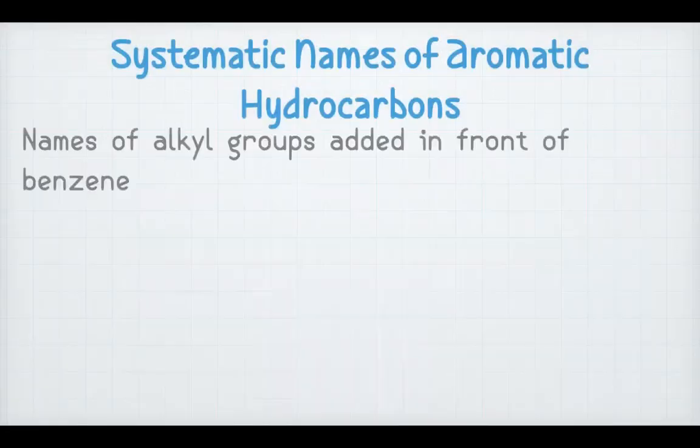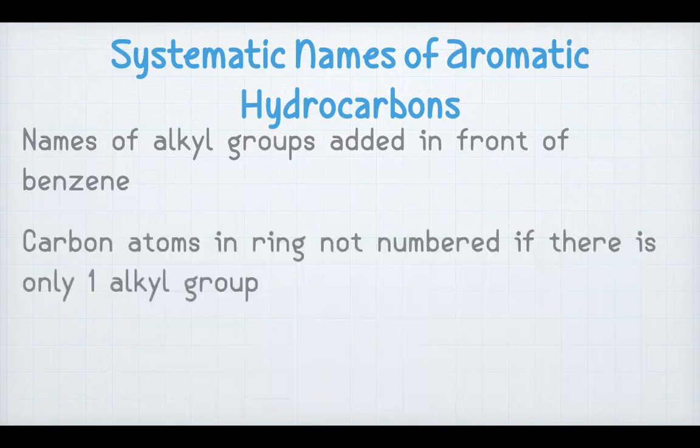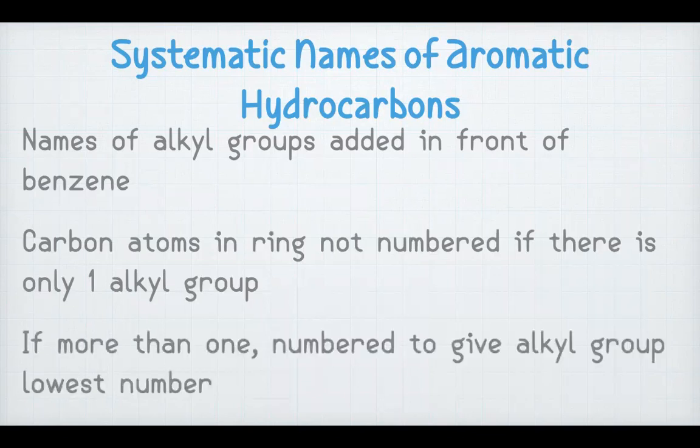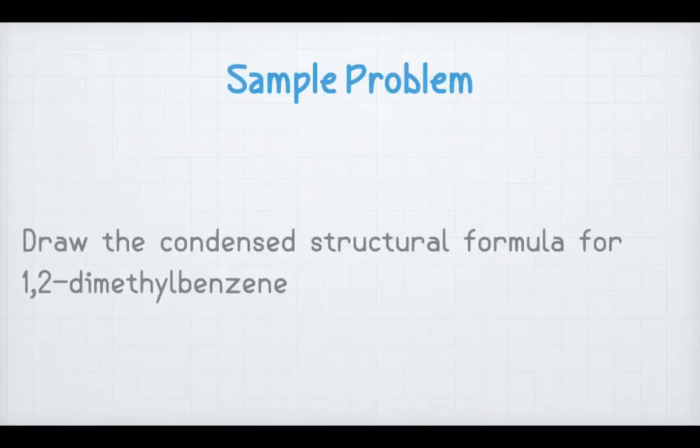And same thing as we do with everything else, you identify benzene as the parent, and then you put the alkyl groups in the front. If there's only one alkyl group, there are no numbers for positions of alkyl groups. And of course, if there's more than one, the numbers give the alkyl groups the lowest number.